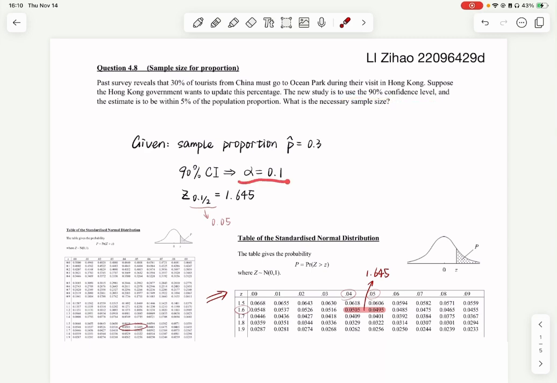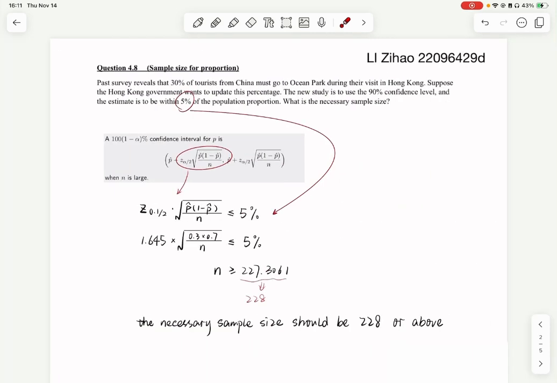So the alpha is equal to 1 minus 90%, which is 0.1. And to find the z-value, we need to find the z corresponding to 0.1 divided by 2, which equals 0.05. And from the z-table, we can find 0.05 corresponds to the z-value 1.645.